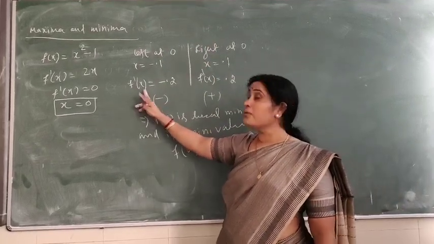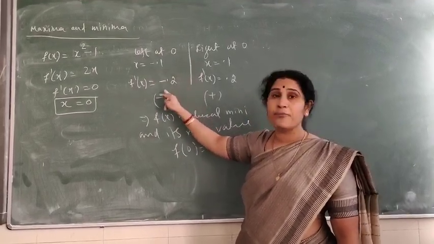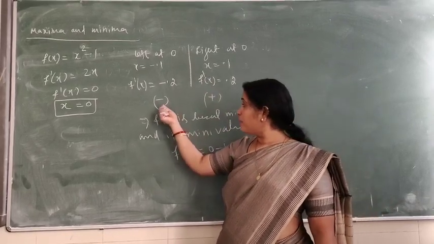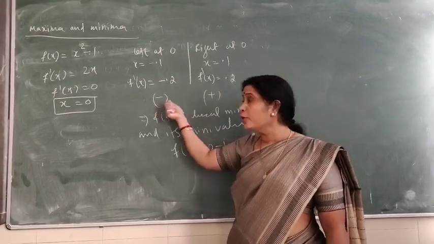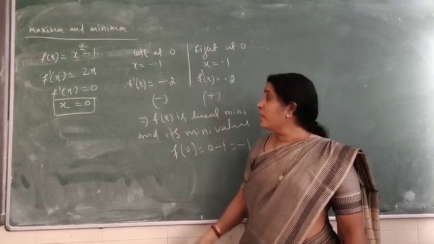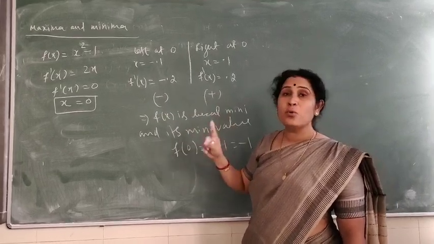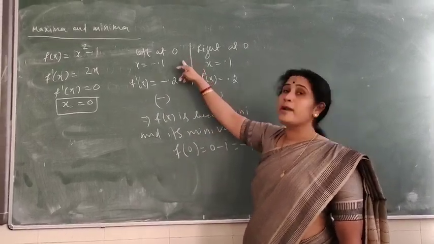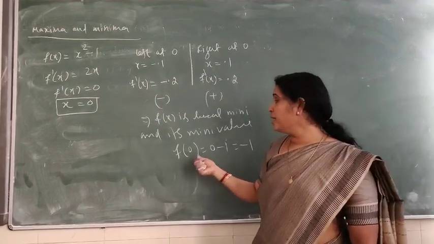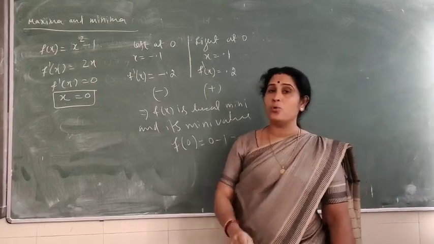Substitute the nearest left value in f dash of x, and the nearest right value in f dash of x. If the sign changes from negative to positive, then we say f of x has a local minimum. If the sign changes from positive to negative, then we say local maximum. Substituting the value in the given function, you will get the maximum or minimum value. This is called local maximum and local minimum.